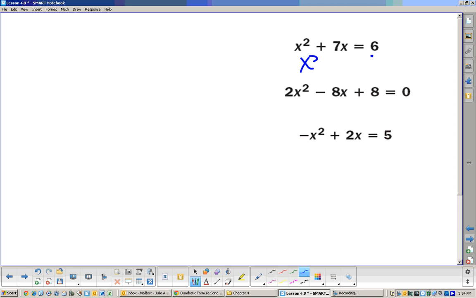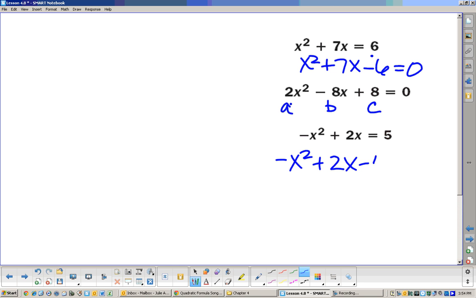So the first thing you'd have to do if you were solving this equation is subtract your 6 and get it equal to 0. The second one is ready to solve. Here's your A, here's your B, here's your C. The third one is not ready to solve. You have x squared plus 2x. You'd have to subtract the 5, get it equal to 0. Now you have an A, a B, and a C. And notice the A is going to be negative as well. So be sure that the first thing you do is set these things equal to 0.